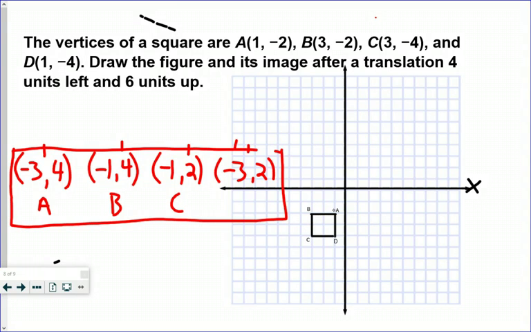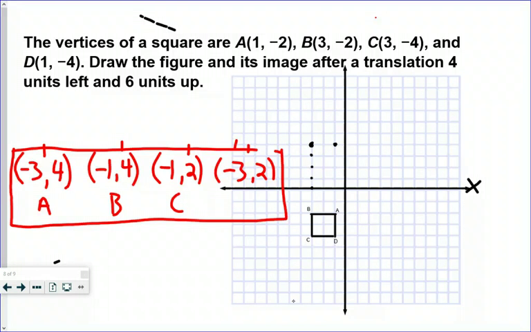So from 3 here, we're going to go over negative 1, 2, 3 to here, and then we're going to go up positive 4. 1, 2, 3, 4. This will be our new point A right there. For the next one, we're over negative 1, up 1, 2, 3, 4. That'll give us our new one right there.